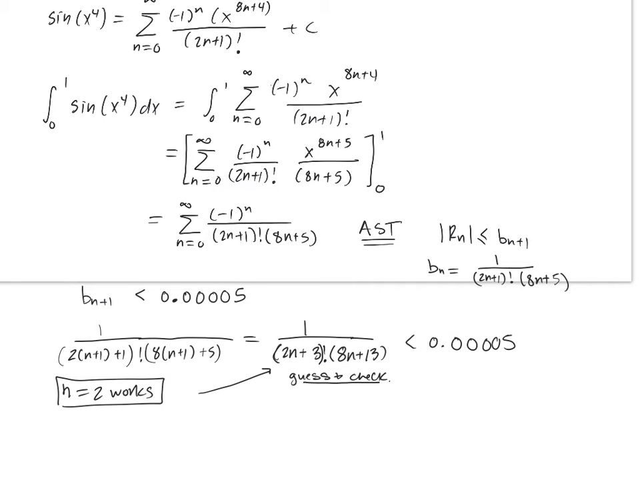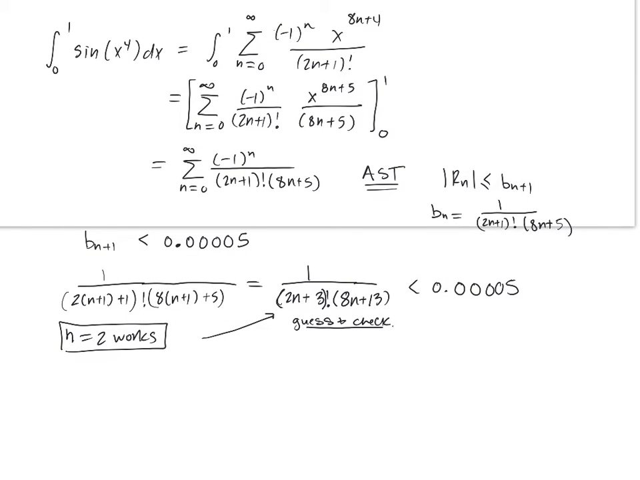So if n equals 2 works, what that tells us is that this integral from 0 to 1, which represents an area under a curve, is about equal to going up to 2 in that sum. How many things is that actually adding? 3, because you plug in 0, you plug in 1, and you plug in 2. So when you input 0, you get 1 over 5.